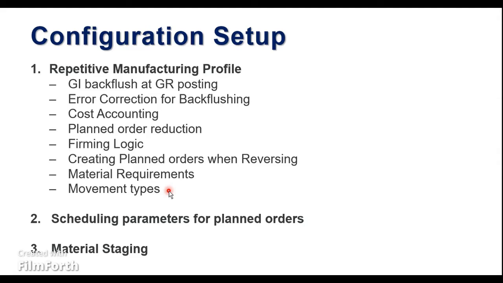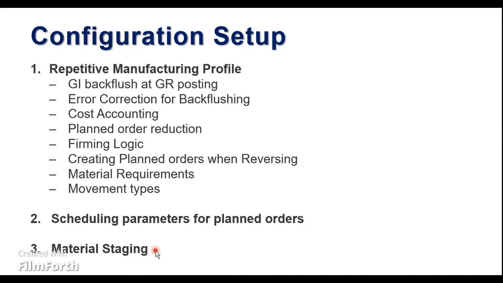So the movement types are slightly different when compared with the other scenarios on the discrete manufacturing and the process industry. So once we are done with the maintenance of the repetitive manufacturing profile, the next step is to define the scheduling parameters for the planned orders. So we typically maintain the scheduling parameters for the production orders and the process orders in discrete and process manufacturing industry, right? So the same way, we will also define the scheduling parameters for the planned orders in case of a repetitive manufacturing scenario. And then we have the next configuration that basically deals with the staging of materials.